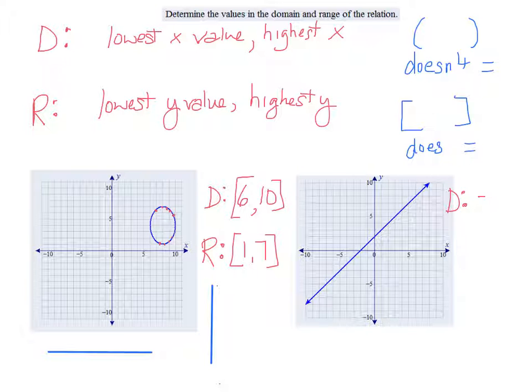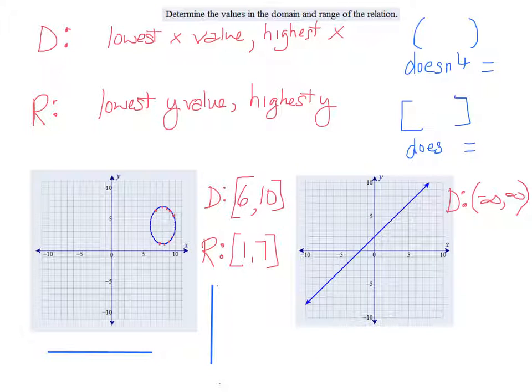And so when you do your domain, that means you go from negative infinity to positive infinity. There is no lower bound and upper bound. Now, because infinity is not really a number, I don't put a bracket. It doesn't ever actually equal infinity. So I'll do parentheses. Every time I use infinity, I'll have a parenthesis. Okay, let's look at our range.